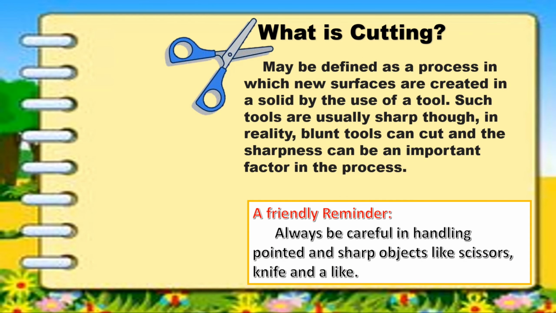Let us now proceed to the changes of the materials when being cut. What is cutting? Cutting may be defined as a process in which new surfaces are created in a solid by the use of a tool. Such tools are usually sharp, though in reality, blunt tools can cut, and the sharpness can be an important factor in the process.